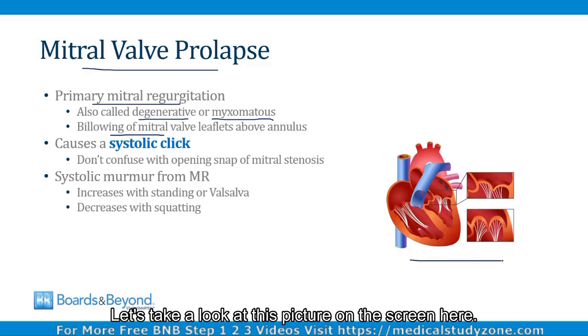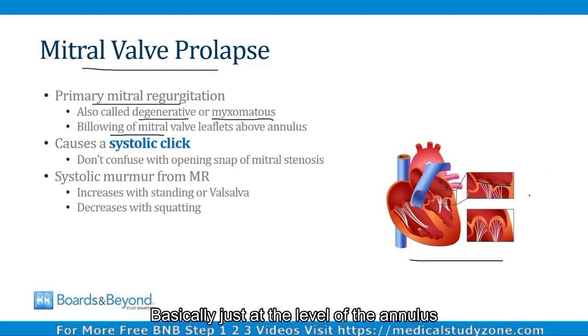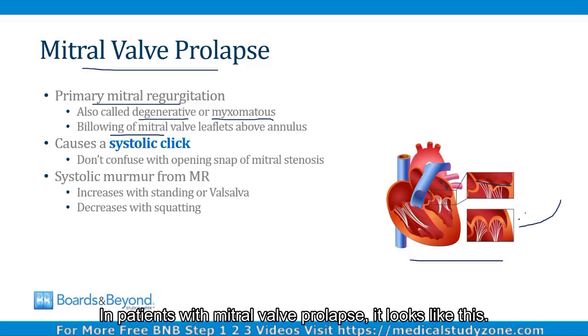Let's take a look at this picture on the screen here. When the left ventricle squeezes, the mitral valve leaflets should come together like this, basically just at the level of the annulus, which is the ring surrounding the mitral valve. In patients with mitral valve prolapse, it looks like this.